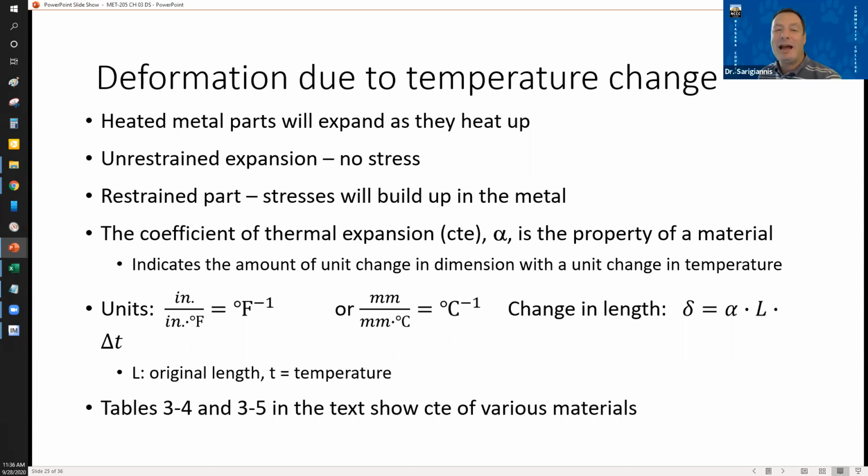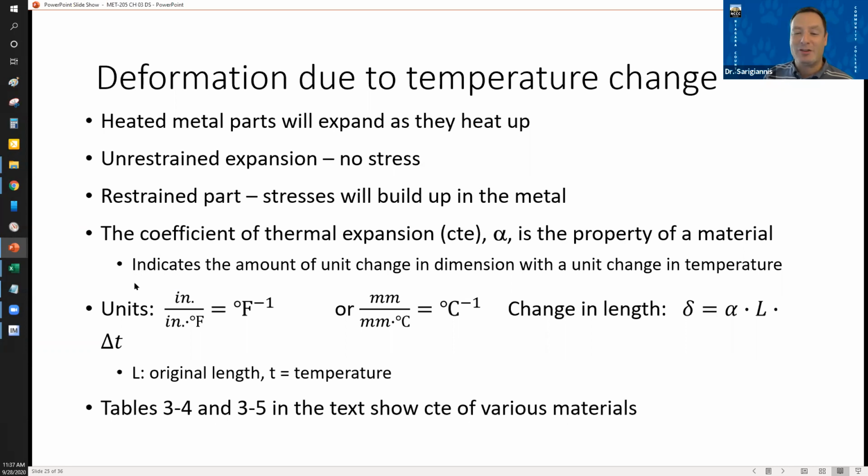And if you have unrestrained expansion, so if I heat up this pair of scissors, which you can't see, it's unrestrained, right? It's standing there in midair. It's going to expand. But if I have a part that's restrained at both ends, and I heat it up, you're going to start causing stresses to build up in the material. So we need to be able to calculate a change in length and then relate that back to a stress.